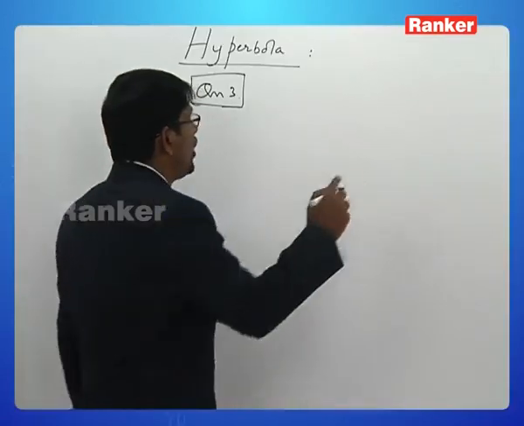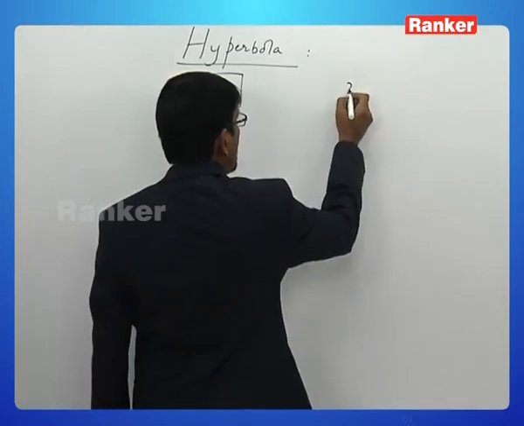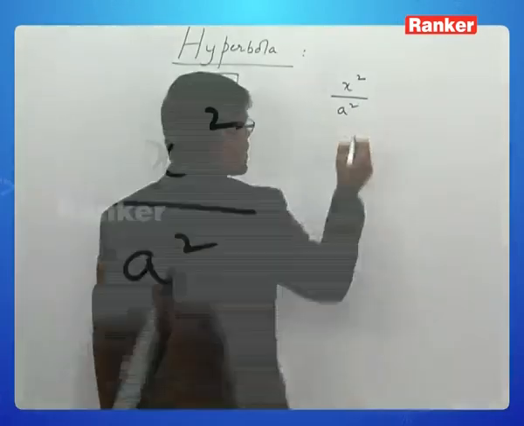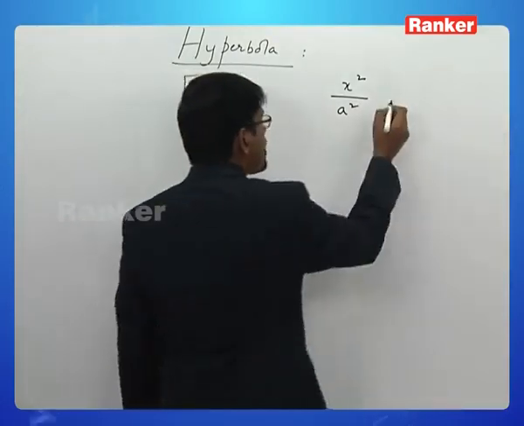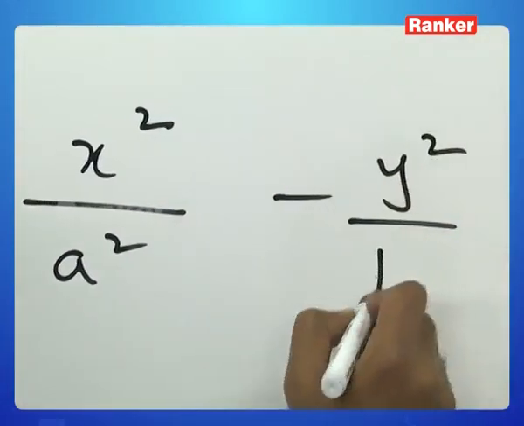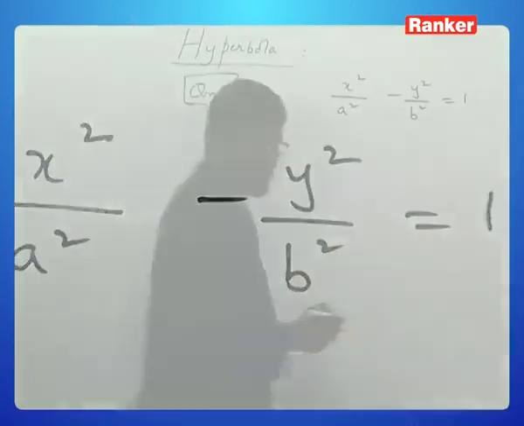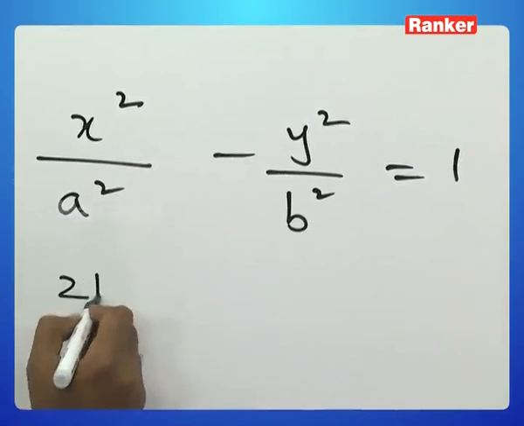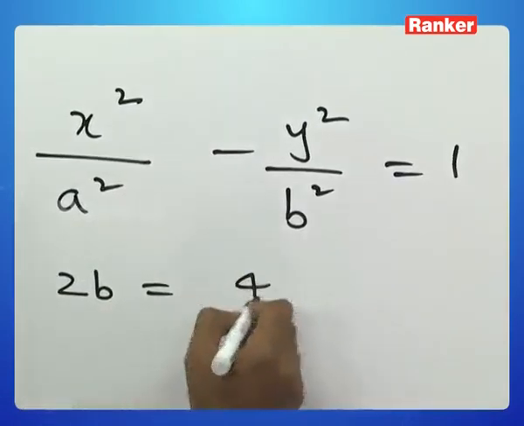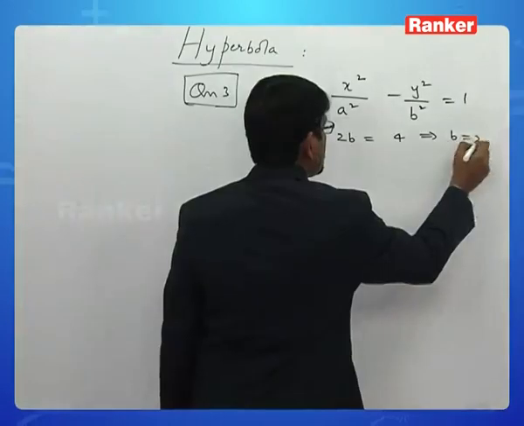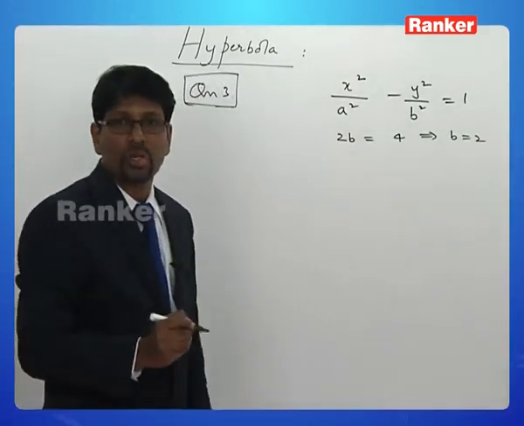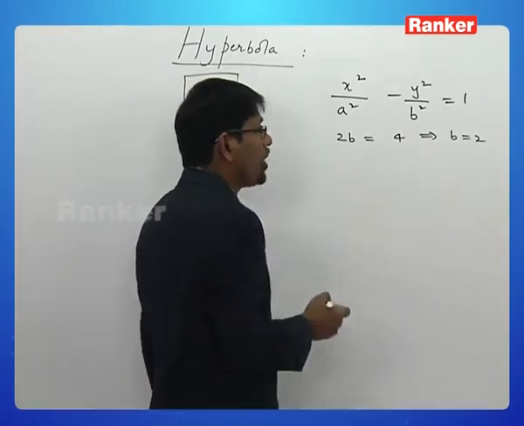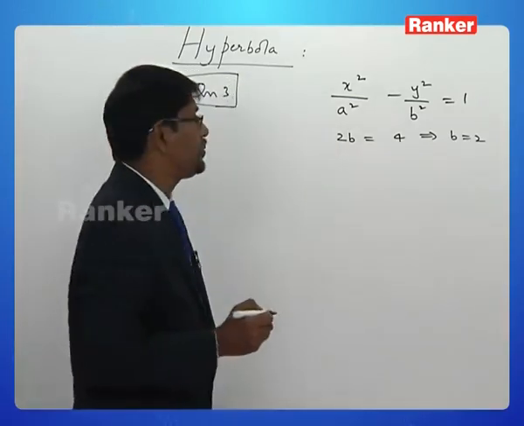Let's have a look here. We are given that the hyperbola has the coordinate axis as its axis. So what is the equation? X squared by a squared minus y squared by b squared equal to 1. We can take it like this. Here, length of the conjugate axis is 2b. 2b is equal to 4 units. So this implies b is equal to 2.